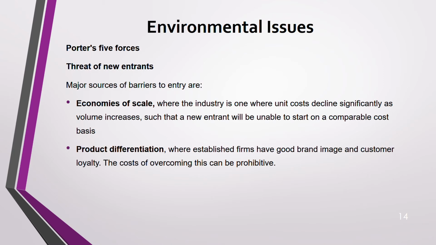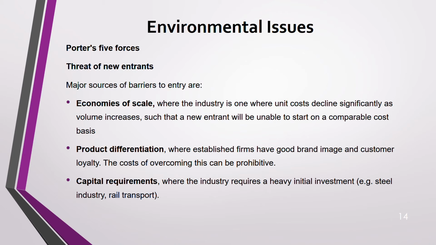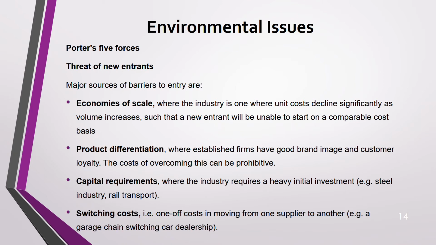Second is product differentiation. Established industries already have their good brand image, customers trust their product, so they can easily compete on this, but new entrants cannot differentiate their product. It's not easy. Your product might be accepted by the customer or might not be. There's a risk. Always there's a risk. Third, capital requirements. When an industry requires heavy initial investment, whether in terms of staff or fixed assets, for example, steel industry, rail transport, you need heavy investment. It's not easy for the new entrant to cope with it. So you easily cannot enter that market. You see, switching cost, one-off cost in moving from one supplier to another.